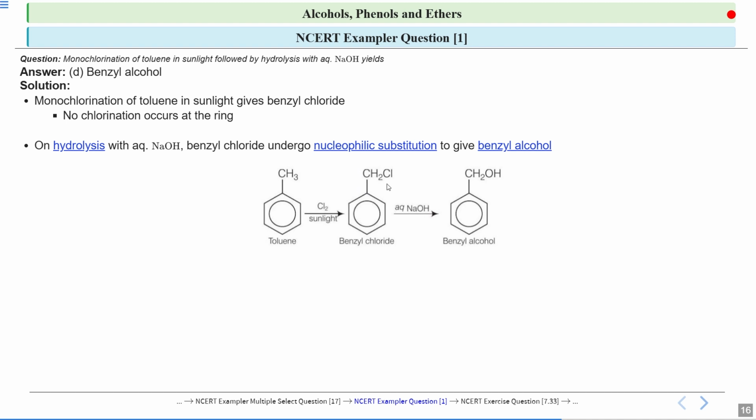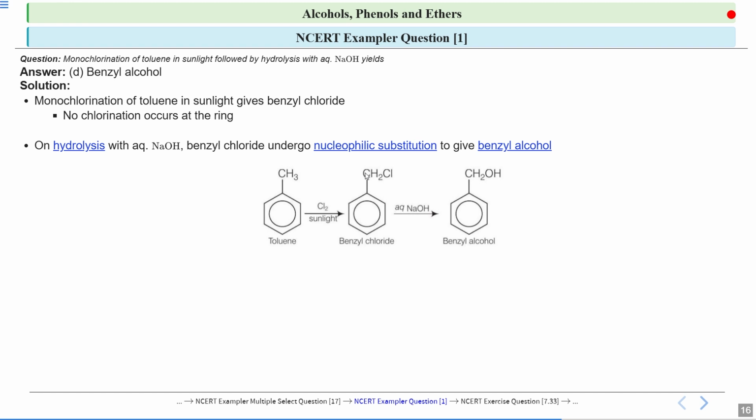Now once this benzyl chloride forms, then we will have a nucleophilic substitution reaction. Now see, this chlorine will leave away. When this chlorine leaves, it will take the electrons of this carbon. So now this carbon becomes electron deficient. And we know that aqueous NaOH gives Na plus and OH minus. So what will happen? Your Na plus and Cl minus will leave from here. So NaCl will leave. Now you can see that this carbon is an electron deficient carbon.